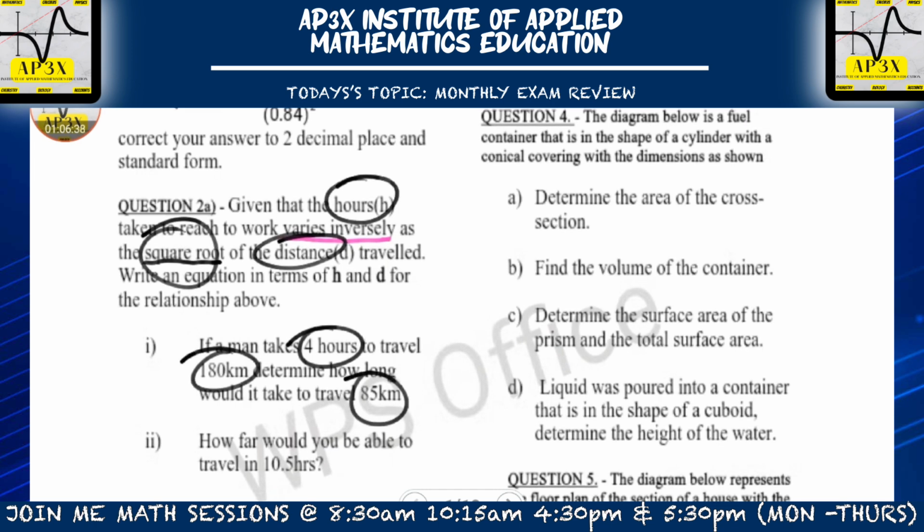The diagram below, which I'm going to be pulling up on the screen in a moment, is a fuel container that is in the shape of a cylinder with a conical covering with the dimensions as shown. So by just reading this as an experienced instructor, I often advise my students to read carefully, because most times a clue to what needs to be done lies in the information given here. And so first thing that I see here is the fact that they mentioned that there is a cylinder and there's a conical covering, which means that there's a cone that's involved in this problem.